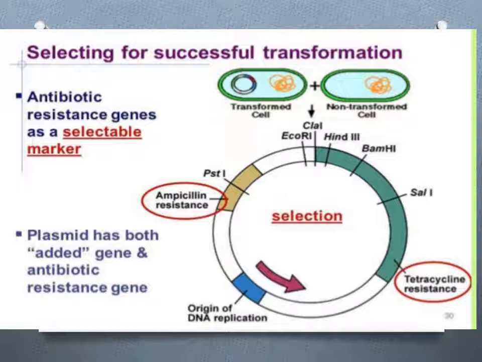Selectable marker is meant for distinguishing a recombinant from non-recombinant DNA. It also helps in eliminating the non-transformed bacterial cells from the transformed bacterial cells.